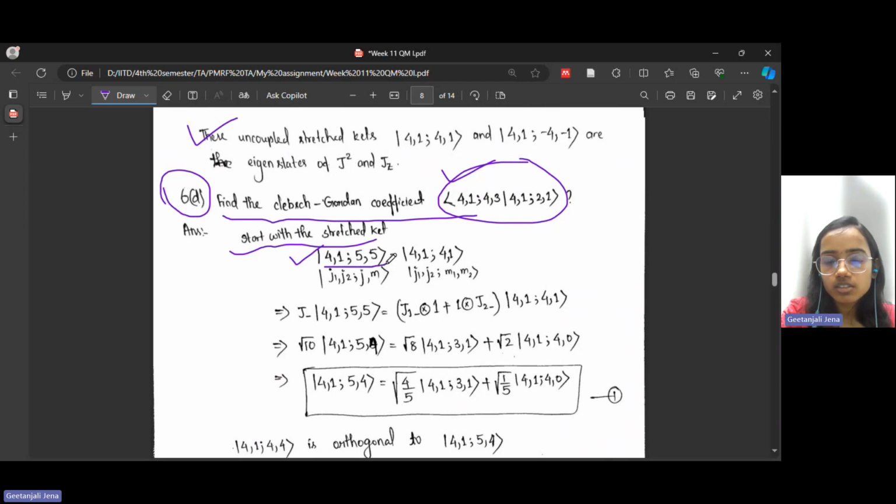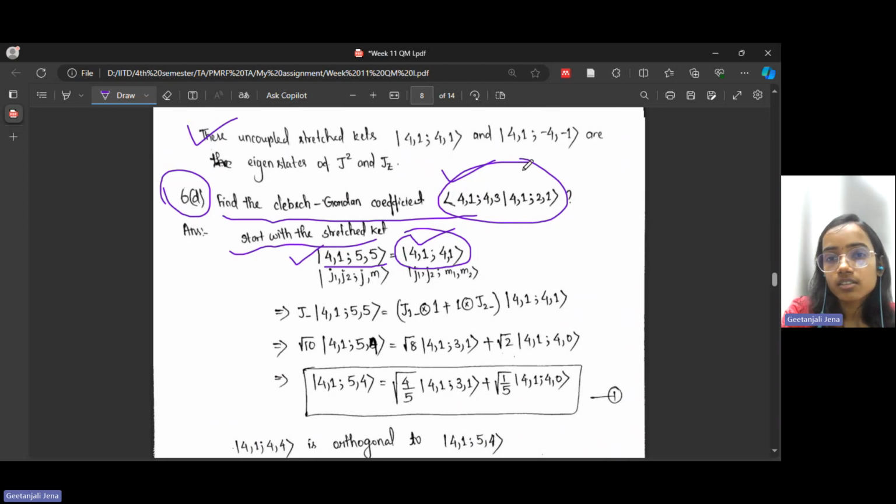So this is the coupled state expression, which is |J1, J2, J, M⟩. This is the stretch state. Now for this stretch state, for M to be 5, the value of m1 has to be 4 and the value of m2 has to be 1. So that means this coupled stretch state is related to this uncoupled basis state |4,1⟩. Okay.